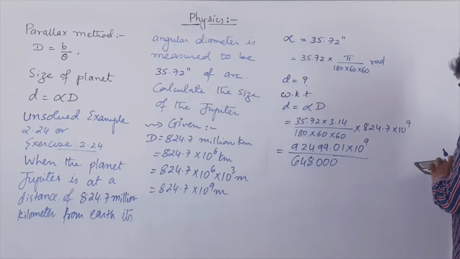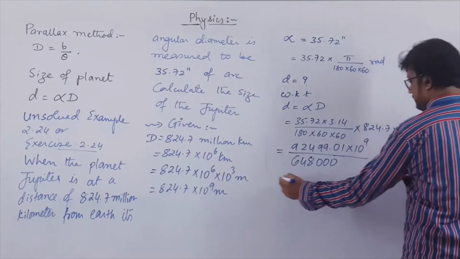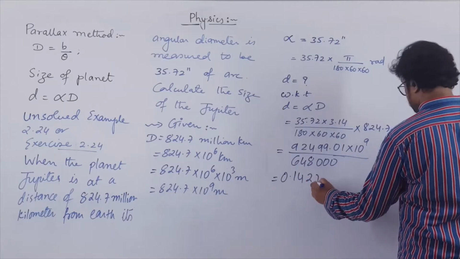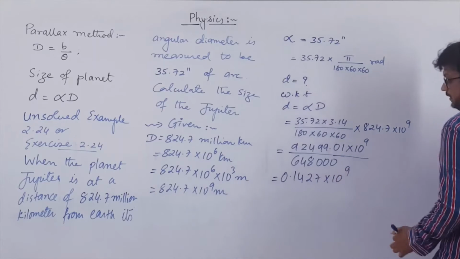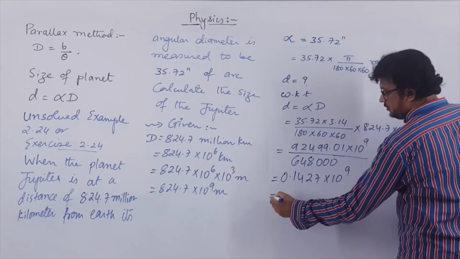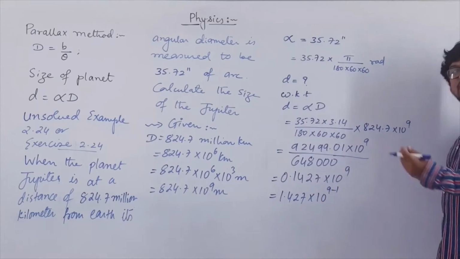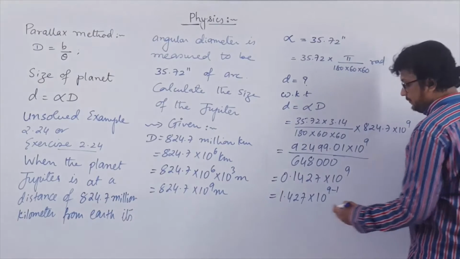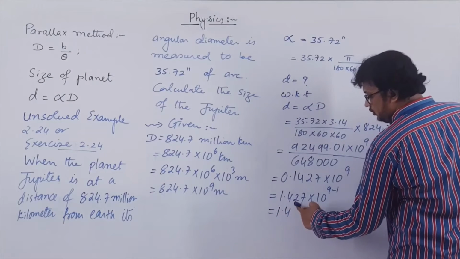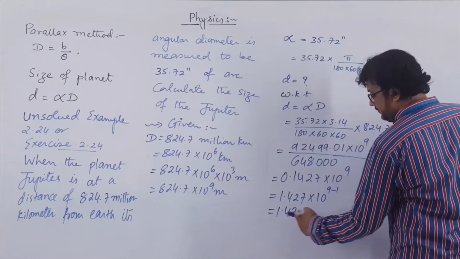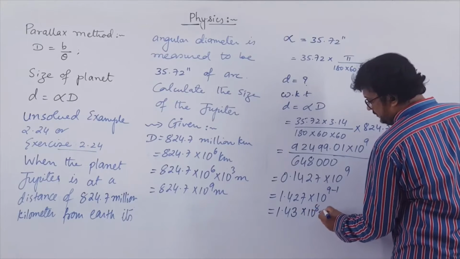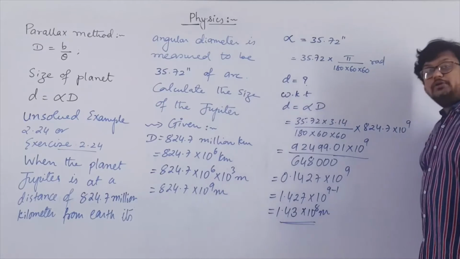Now 92499.01 divided by 648,000 will give 0.1427 into 10 to the power 9. Let us shift the point one place to the right hand side, so this will be 1.427 into 10 to the power 9 minus 1. We have shifted the point to the right, so minus 1. So this is equal to 1.427, which I am rounding to 1.43, into 10 to the power 8 meter. So your answer will be 1.43 into 10 to the power 8 meter.